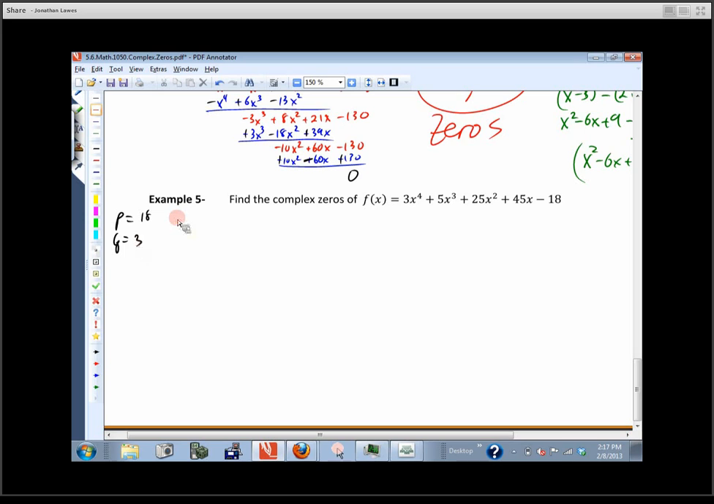18 and 3. Now I am going to list this. 1, 2, 3, 6, 9, and 18. And 1 and 3. So if I go through and make my list, it is going to be 1, 2, 3, 6, 9, 18 by putting them over 1. To that, I'm going to have to add 1/3, 2/3, 3/3? Nope. 6/3? Nope. 9/3? 18/3? Nope. This is my list with the pluses and minuses on there.